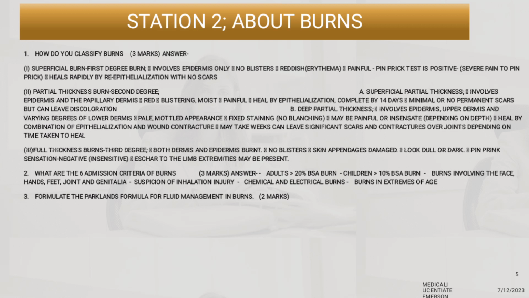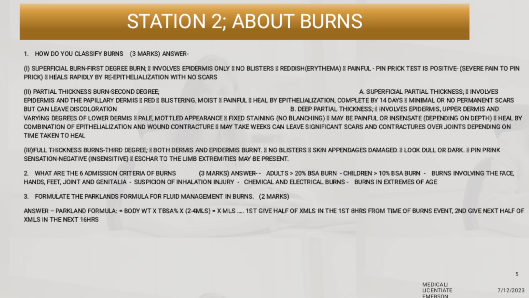Okay, then Parkland's formula, how do you formulate it? Parkland's formula is equal to body weight times TBSA times, in brackets, say 2 to 4 mls, and it's going to give you X mls. The question was just how to formulate, but let me also share how to give. First, give half of X mls in the first 8 hours from the time of the burn event. Then the last half we are going to give in the next 16 hours.